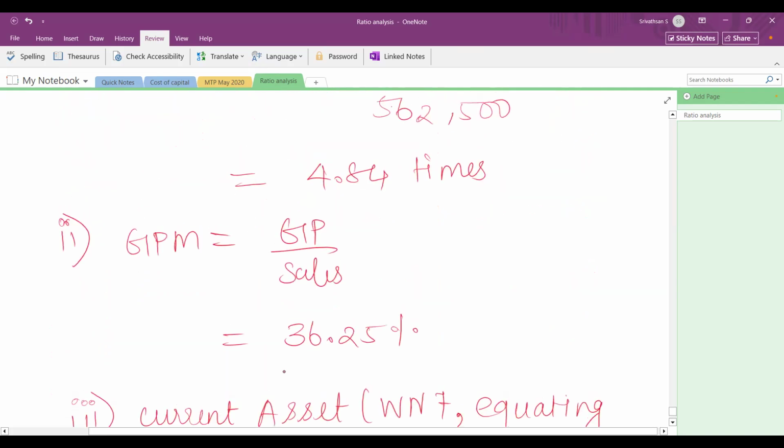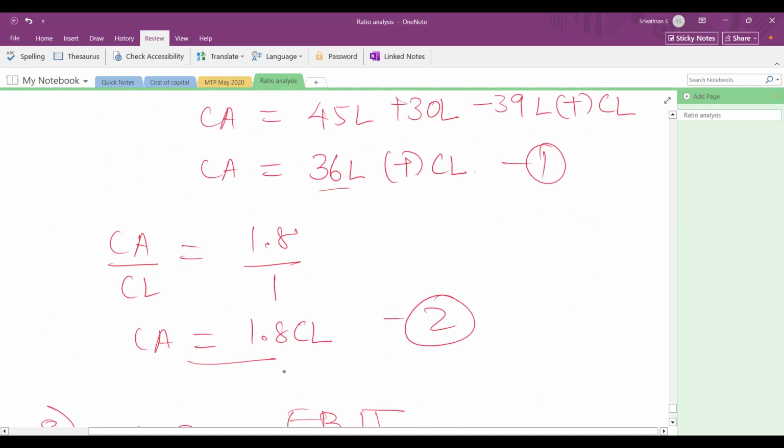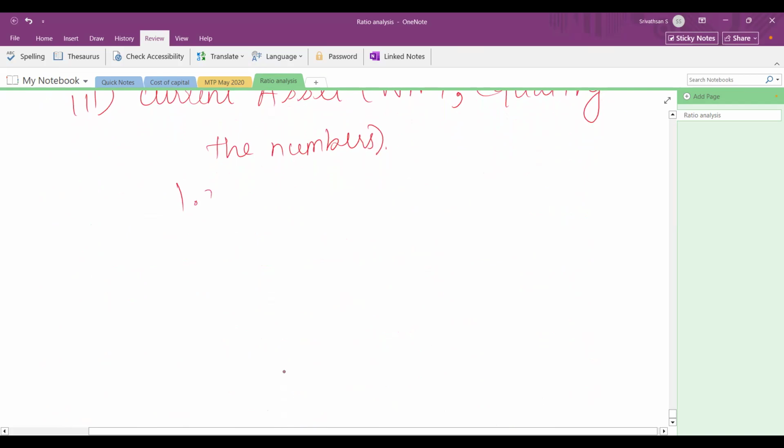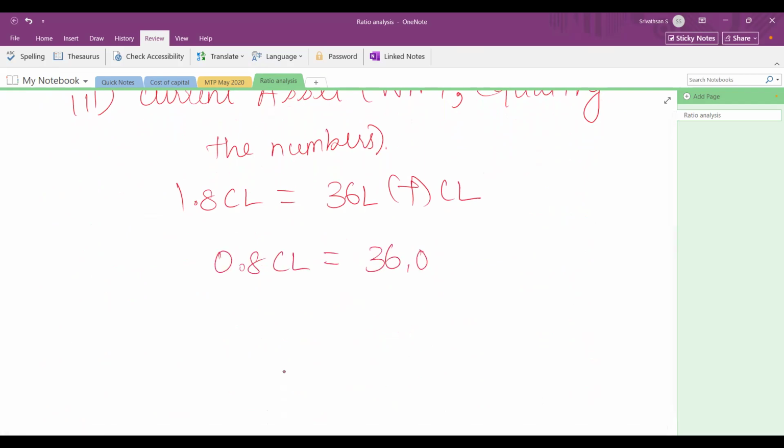So what is the equation? We can write 1.8 current liability is equal to 36 lakh plus current liability. So 1.8 current liability is equal to 36 lakh plus current liability. 0.8 current liability is equal to 36 lakh. What is current liability? 45 lakhs.